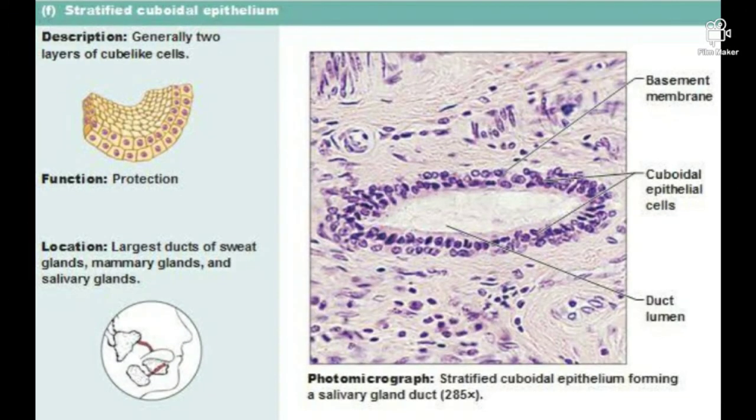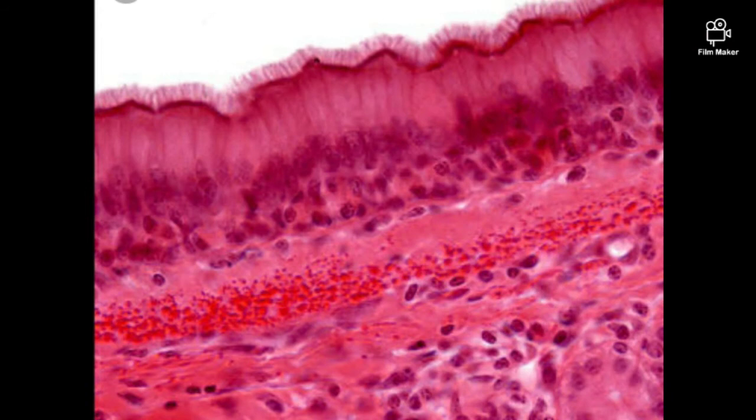Next is stratified cuboidal epithelium. These are generally 2 or more layers of cube-like cells. Their major function is protection. They are found in the largest ducts of sweat glands, mammary glands, and salivary glands. Here you can see the microscopic picture of this epithelium.